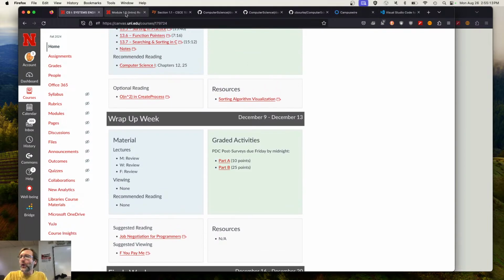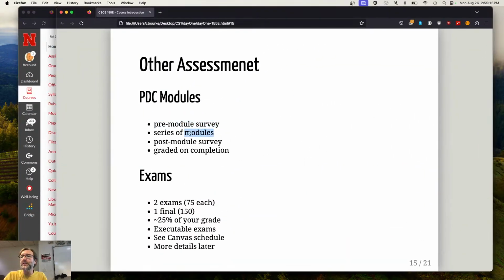Between now and then, though, we have the series of modules that you can go through at your own pace to understand what parallel and distributed computing entails, or the basic concepts behind it. It does not require any coding at all, right? In fact, it's all web simulations and stuff like that.